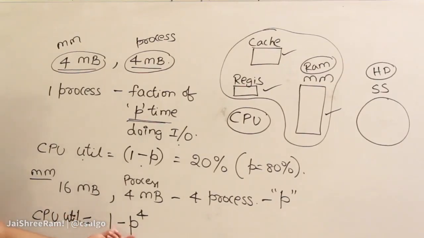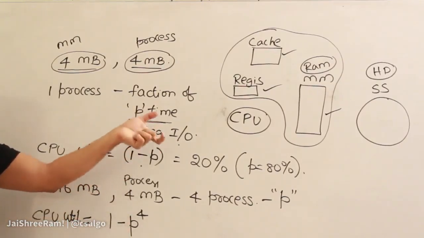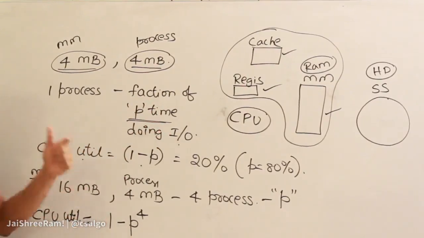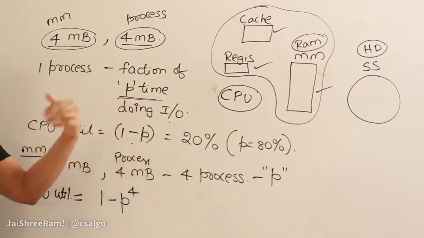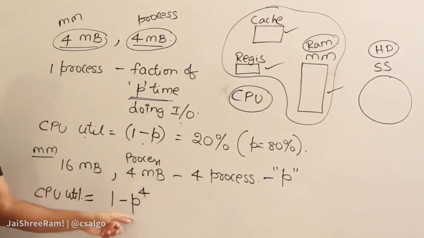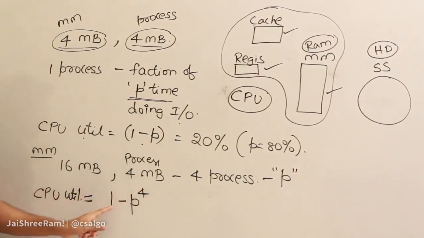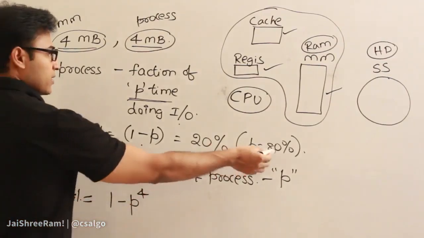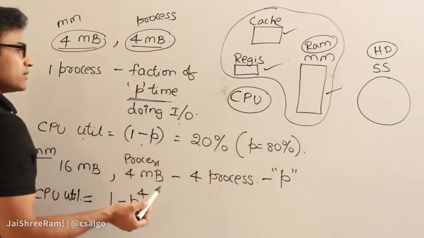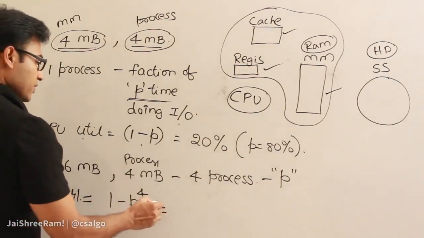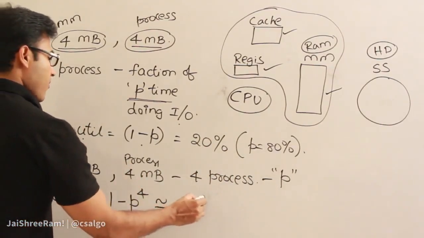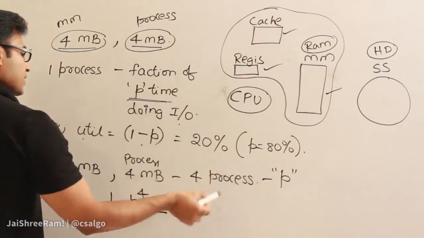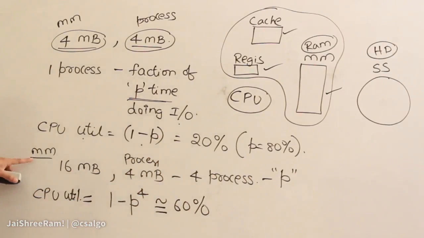If I increase the number of processes which are present in the main memory, then whenever one process goes for IO, the CPU can choose the other process, right? The probability that all of them will be waiting for the IO is p power 4. Therefore, the CPU utilization in this case is equal to 1 minus this one. So if you assume that the fraction of time each process waits is 80%, then this is roughly equal to 60%. So with 4 processes in the main memory, we are getting a utilization of 60%.